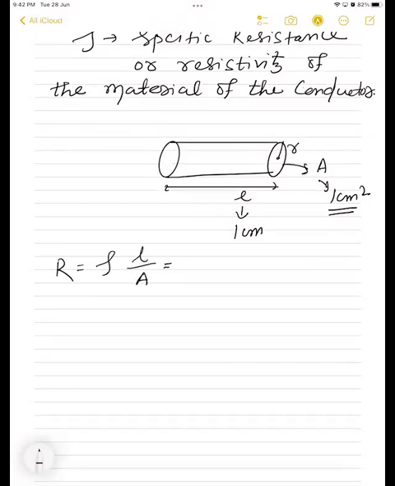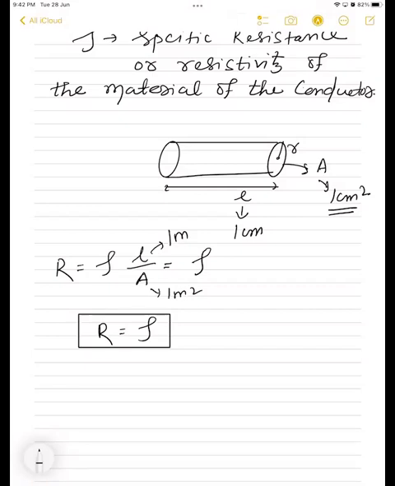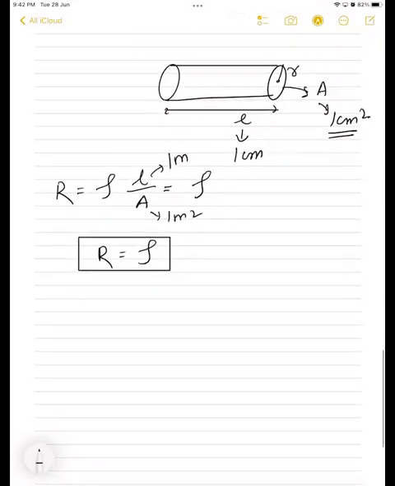That means if L is going to be 1 meter and A is going to be 1 meter square or centimeter square, so in that case, R is going to be rho. Yes or no? Isn't it? That means I am specifying the resistance in terms of its dimension. That is, I have taken a conductor whose length is 1 meter and its area is 1 meter square, or length is 1 centimeter and area is 1 centimeter square. Getting, students?